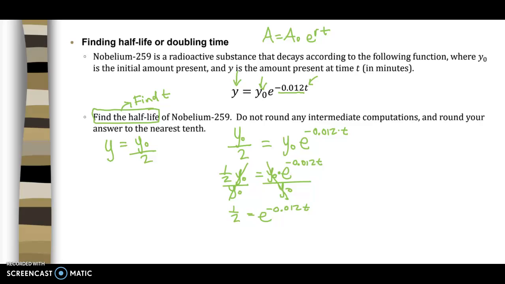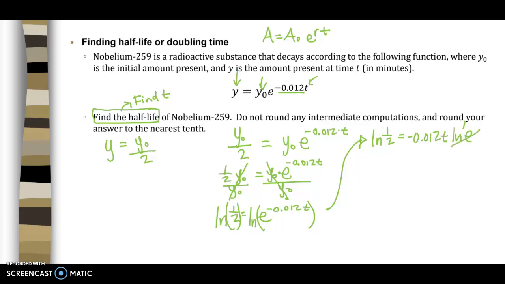And what do I do for these when I'm solving these equations? I take the natural log of both sides. This entire thing is inside my natural log. Okay, so let's continue the work up here. Okay, the natural log of 1/2 equals negative 0.012 t times the natural log of e. How did I pull that out? That's a power property of logarithmic expressions, is that I can take the exponent here and move it down in front and multiply. And this natural log of e goes to 1.